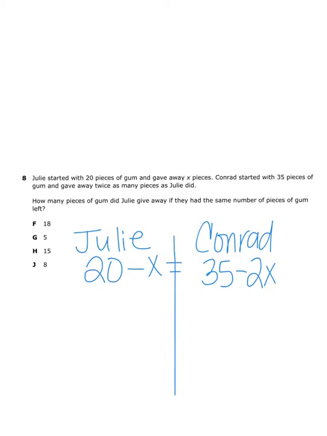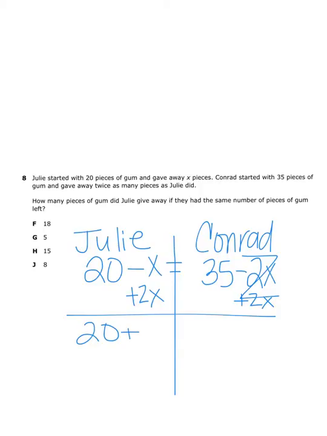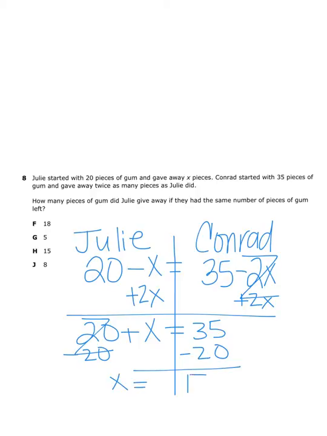You could start by doing plus 2x on both sides. This cancels out. Negative 1 plus 2 equals 1. Then I would move my constant, so I'd subtract 20, that cancels out, and x equals 15. So the correct answer was H.